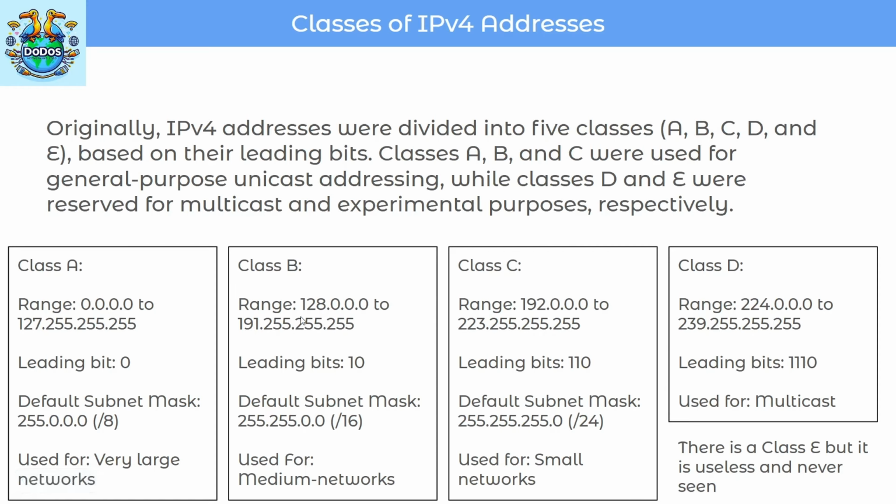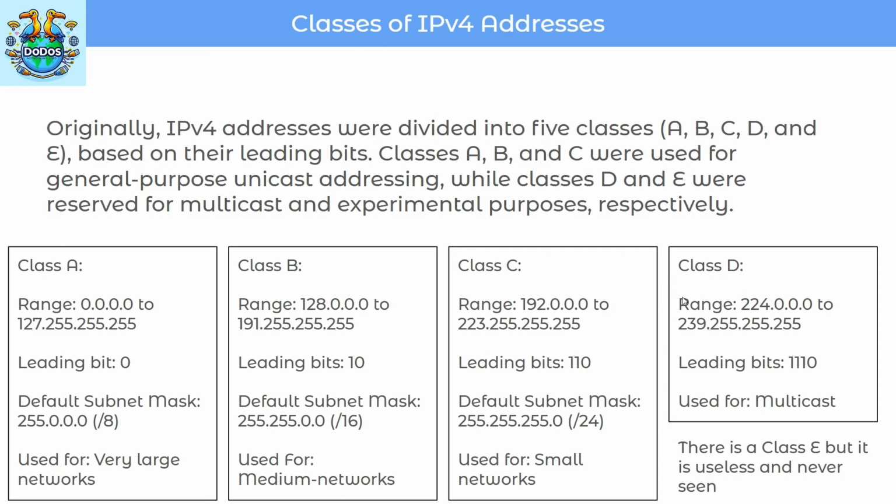Class B ranges from 128.0.0.0 to 191.255.255.255. The leading bits are 10, and the default subnet mask is 255.255.0.0, or a /16. It's used for medium networks. Class C ranges from 192.0.0.0 to 223.255.255.255, and the leading bits are 110. The default subnet mask is 255.255.255.0, or a /24. It's used for small networks.